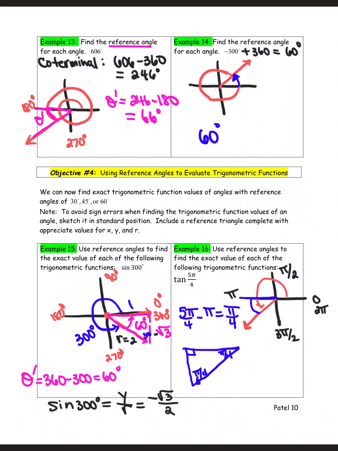And we know that the lengths of pi over 4 are 1s. And r is square root of 2. But we're in quadrant 3, so x and y are both negative. And we have here that tangent of 5 pi over 4 is y, which is negative 1, over x, which is negative 1. And negative divided by negative is a positive 1.